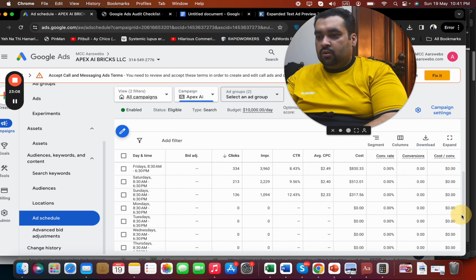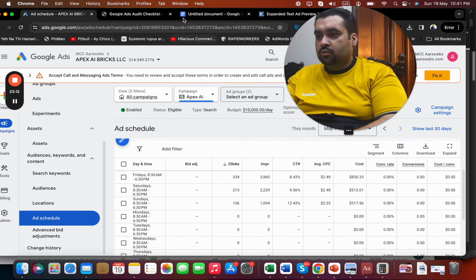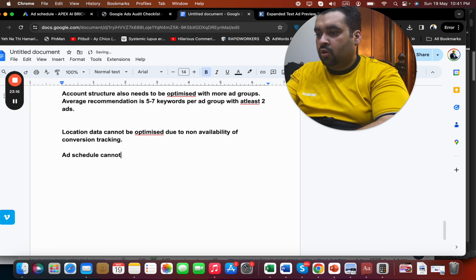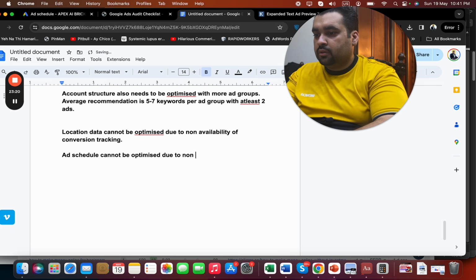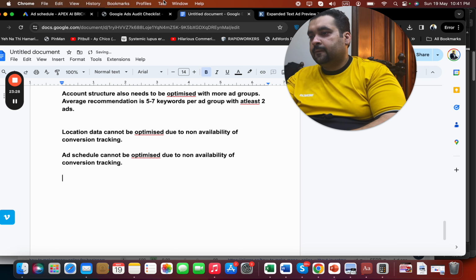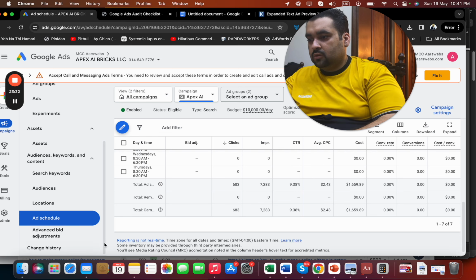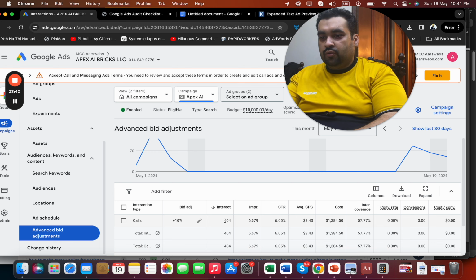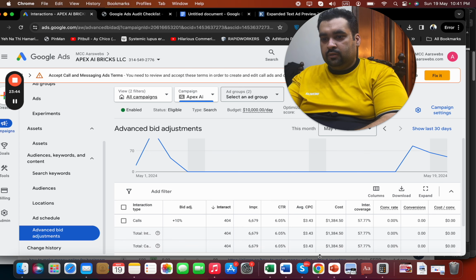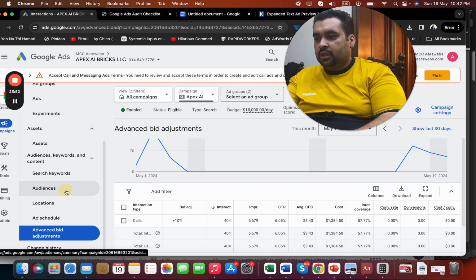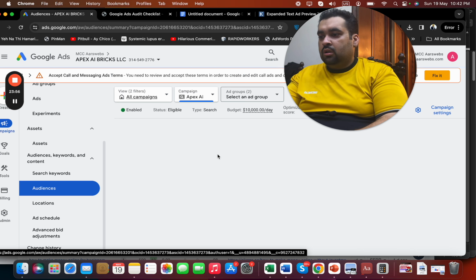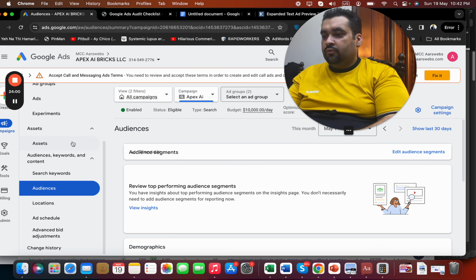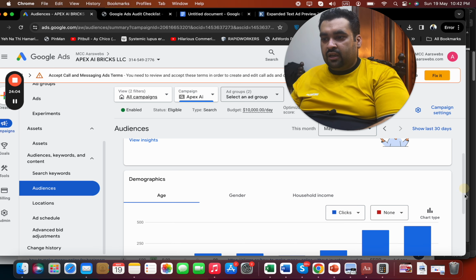Again, ad schedule. We do have an ad schedule, but we cannot optimize it due to non-availability of conversion tracking. In advanced bid adjustments, we can see that we have more for calls. So a specific campaign could tell you more about calls. A specific campaign could get you more calls. We still need to look at the landing page. We can understand the demographics as well.